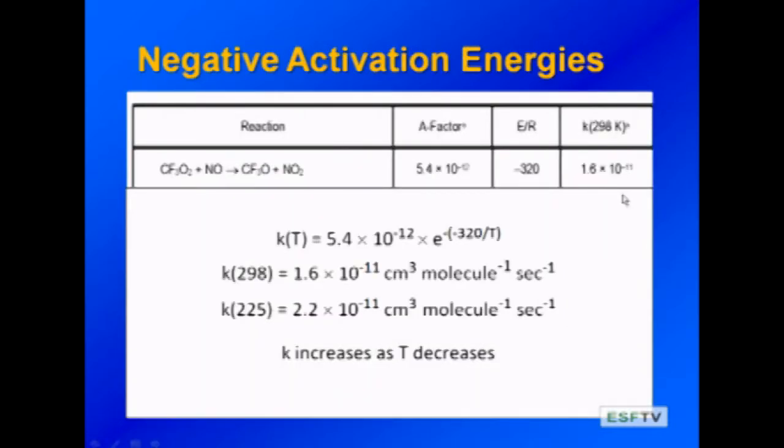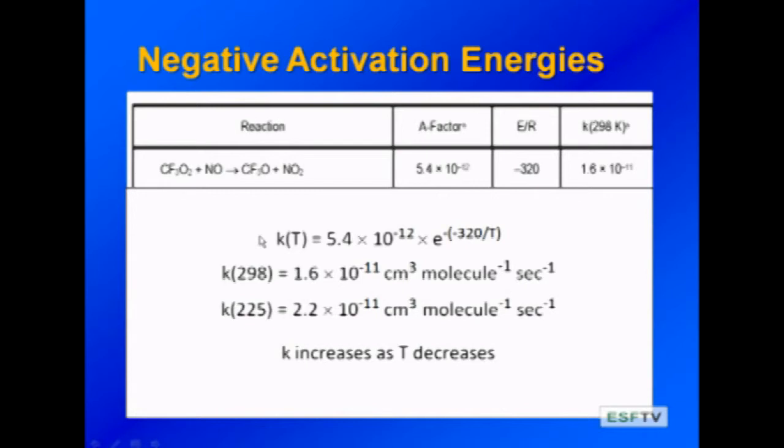Let's look at another reaction that appears on the same page. Here, a reaction between 2 radicals, CF3O2 and NO. We again have the A factor, and we have the activation energy divided by R, but here we have a negative sign in front. So the Arrhenius expression for this is shown here, 5.4 times 10 to the minus 12, and e to the minus the activation energy over R.